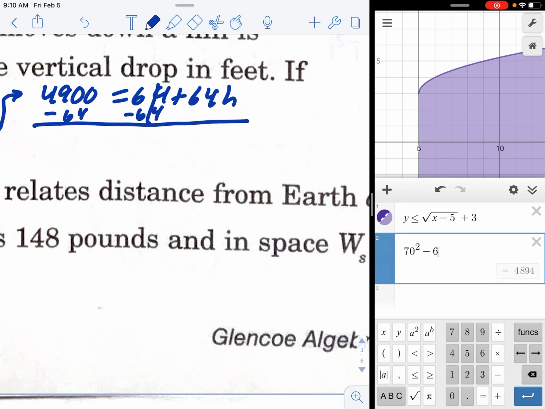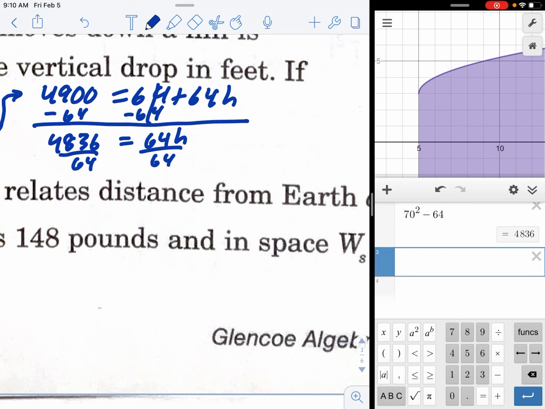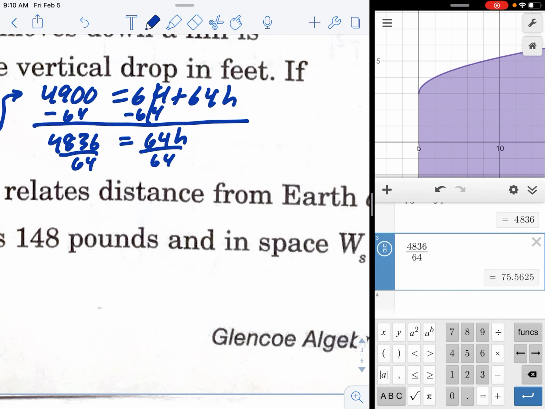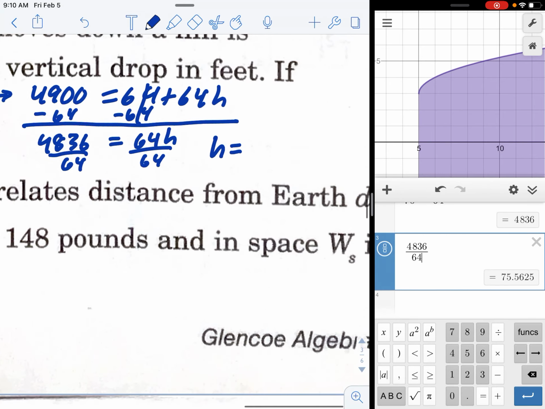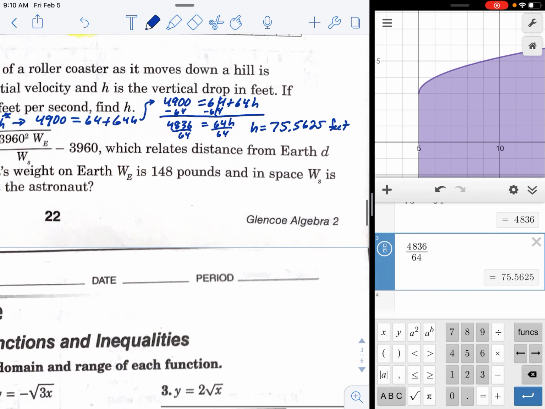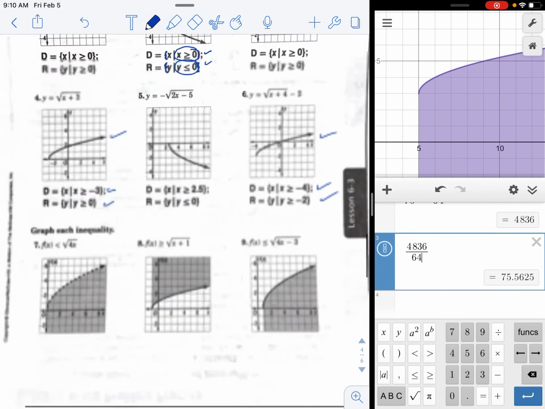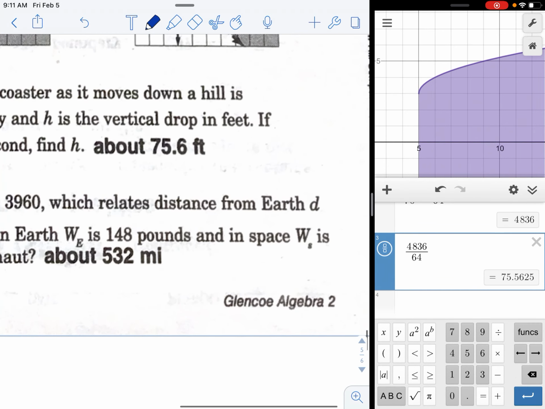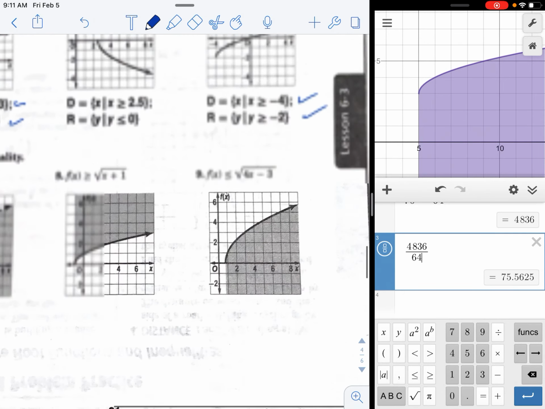4,900 minus 64 is 4836 equals 64h. Divide both sides by 64. So 4836 divided by 64. H equals 75.5625 feet. So that roller coaster is just a little bit over 75 feet tall. Let me check the answer key and see if I did that right. And they rounded off. They used about 75.6 feet. Good enough. There you go.